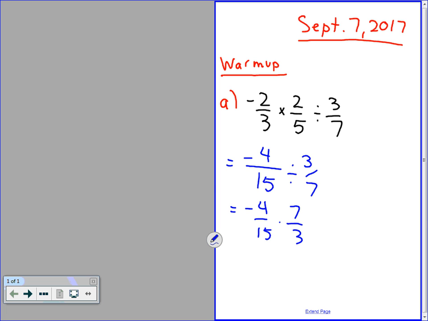Good, and 3 times 15 is? Negative 28 over 45. And that is in lowest terms, okay? The only thing 28 goes into is 2, 4, and 7, and 45 doesn't divide by 2 or 4 or 7. Okay? Does that sort of make sense for most people?